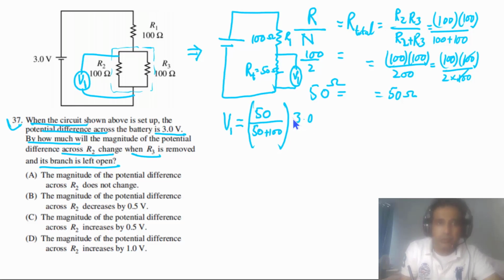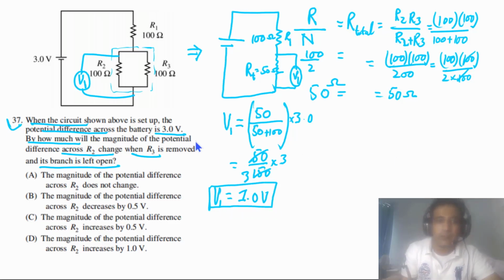So this is 3.0 volts. Now if we simplify this, we have 50 divided by 150. I'm just writing these things in detail, but if you are very clear about this, this question can be done in just one step. So we can cancel, and we get 3 times 1 over 3, so this is 1.0 volts, the value of V1. So we have got the value of V1 when these three resistors are working properly in the circuit.